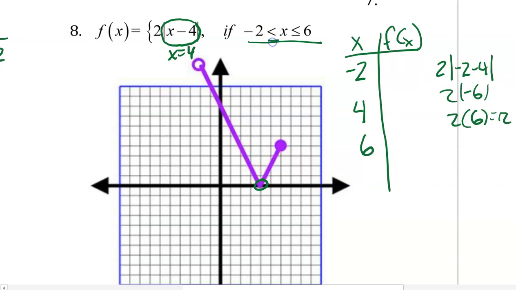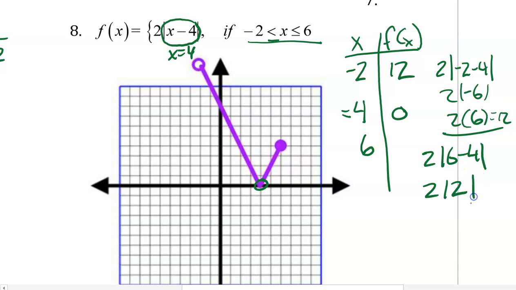Because it's strictly greater than, that's an open hole at 12. Then we'll put in 4. At 4, the absolute value of 4 minus 4 is the absolute value of 0, which is 0. 0 times 2 is still 0. And then at 6, we have 2 times the absolute value of 6 minus 4. The absolute value of 6 minus 4 is the absolute value of 2. The absolute value of 2 is 2. So the other point to plot is the point (6, 4). Here we see that x is less than or equal to 6, so it is a filled-in solid circle.